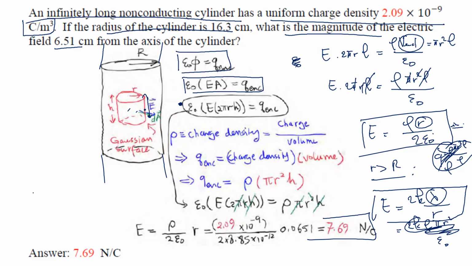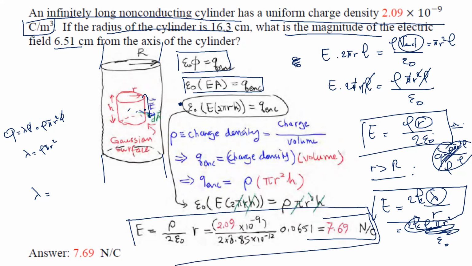Now you can say that basically lambda is equal to what? As we said before, Q, which is lambda L, is rho pi R square L. L goes away. That means lambda is rho pi R square. So here, of course, I will have rho pi R square. Anyway, you get my point. Now solve until this becomes so logical to you, so clear in your head, that you will solve it in a fraction of a second.